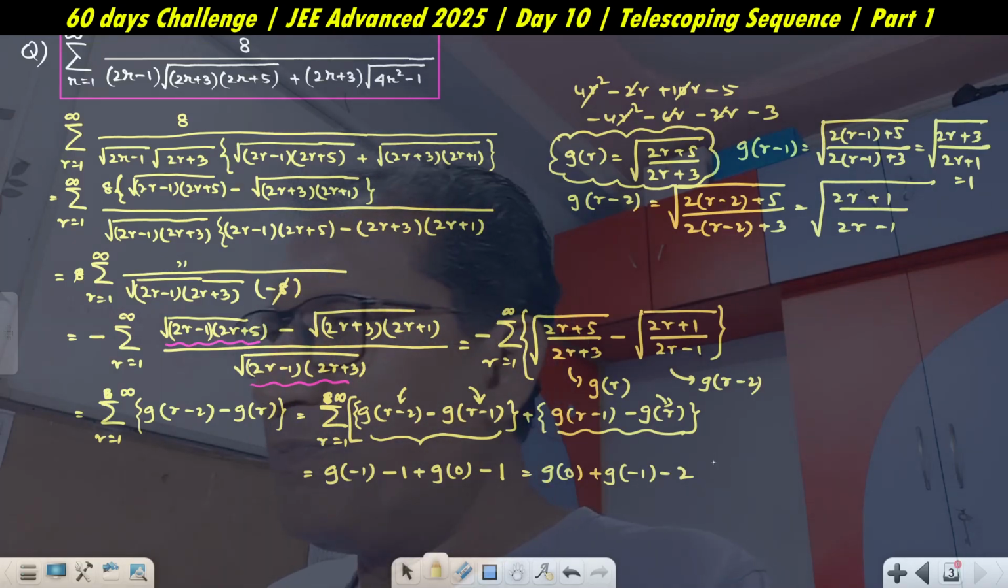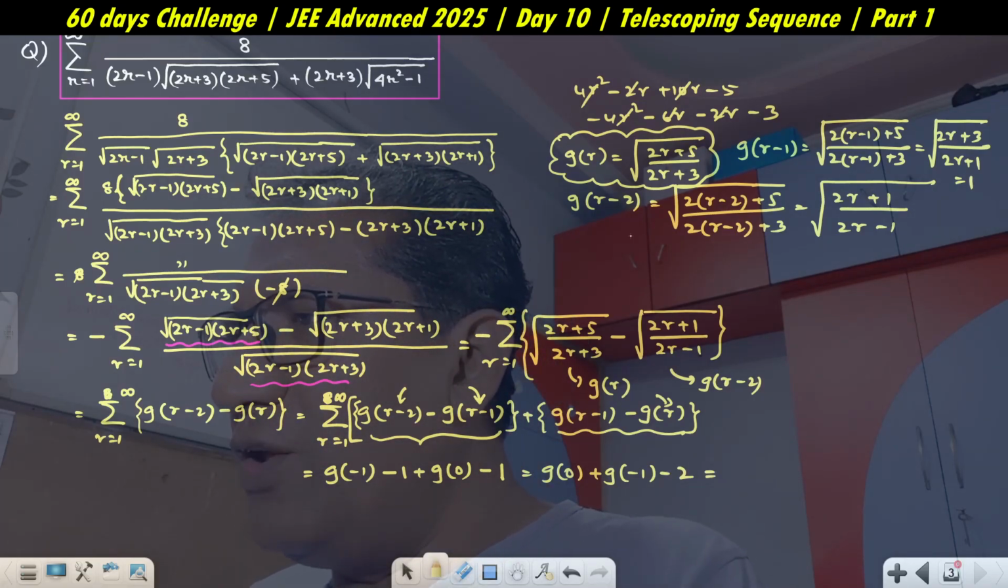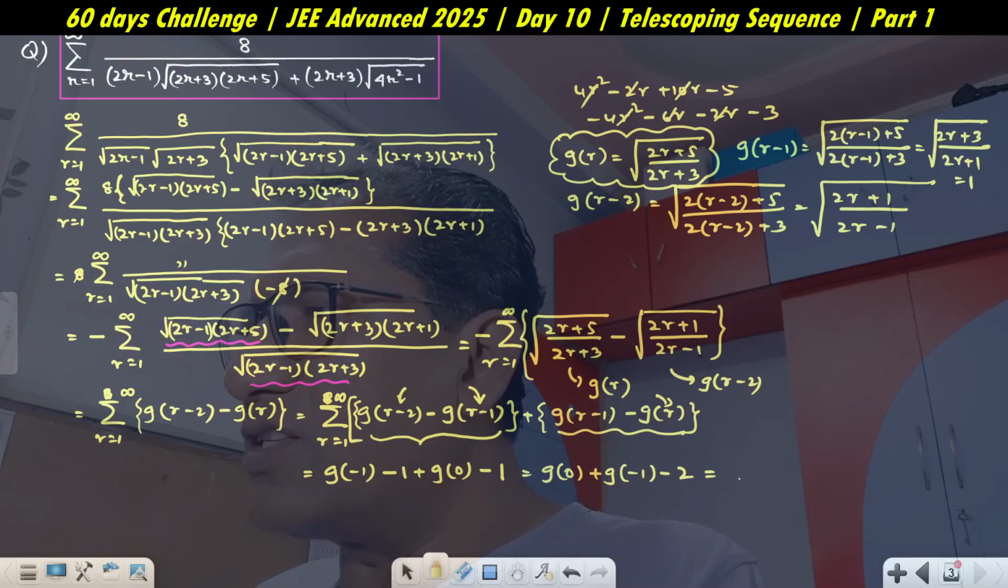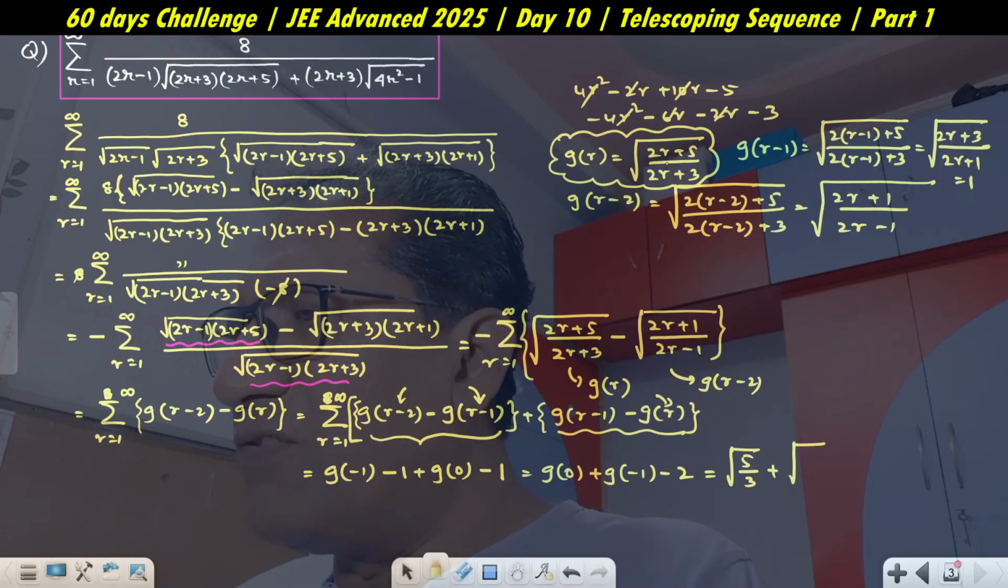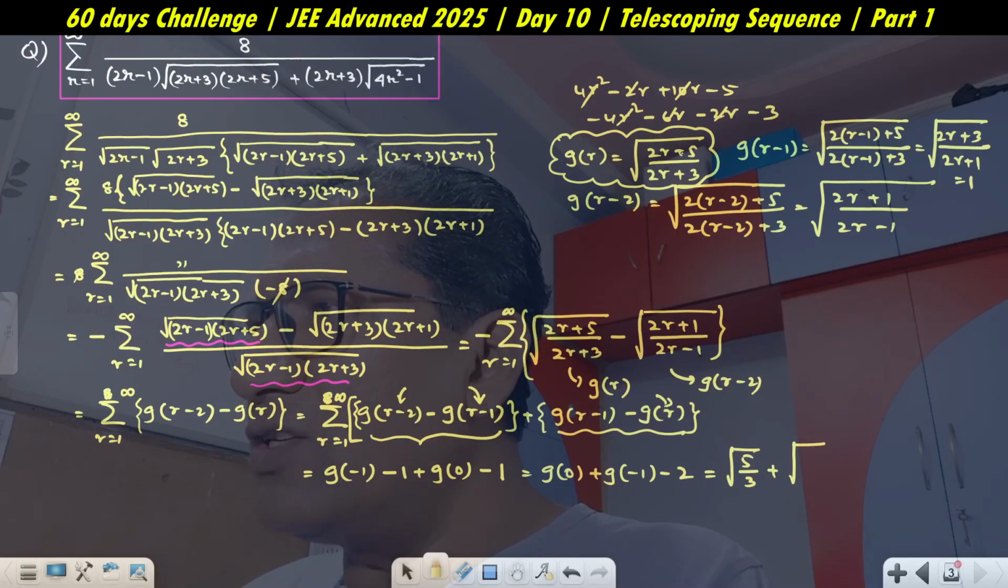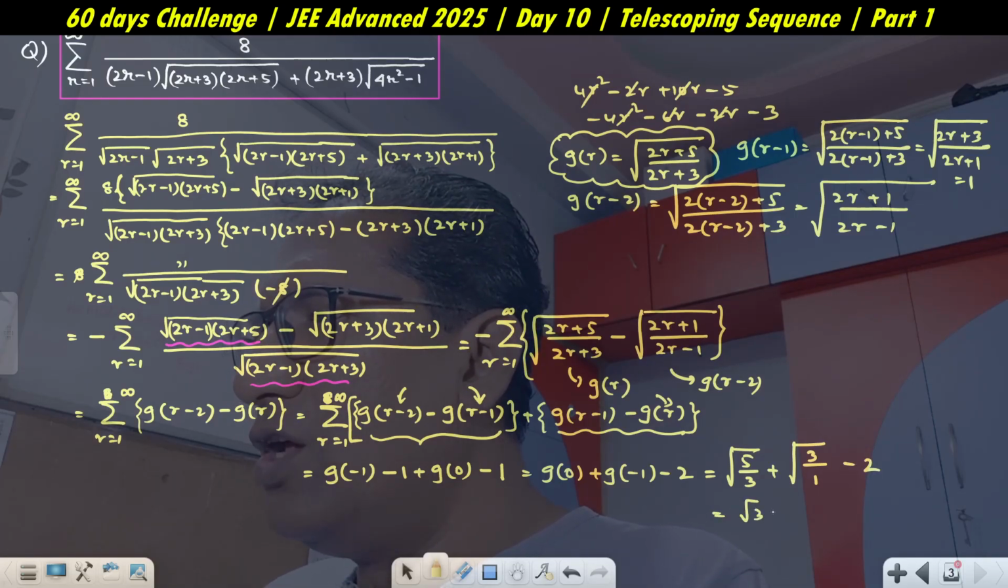Am I correct? So what is g of 0? g of 0 will give us root over of 5 over 3, and g of minus 1 will give us, in place of r, I am putting minus 1, so we are having 3 over 1, right? Minus 2. So your answer will be what? Root 3 plus root over of 5 over 3 minus 2. And that's your answer.